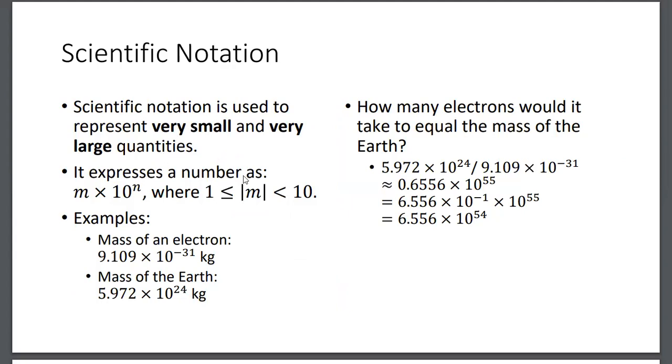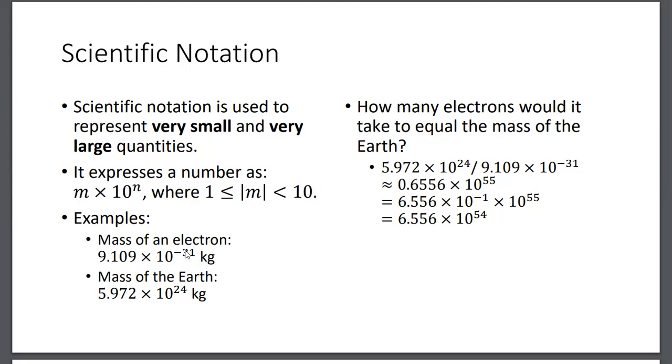It expresses a number as m times 10 to the nth power, where the absolute value of m has to be between 1 inclusive and 10 exclusive. Examples: the mass of an electron, an approximation here with the precision rounded to 3 decimal places, is 9.109 times 10 to the negative 31st kilograms.